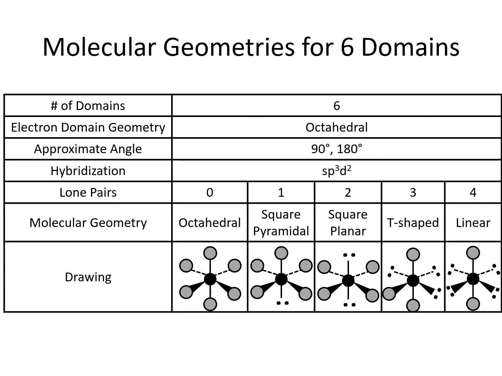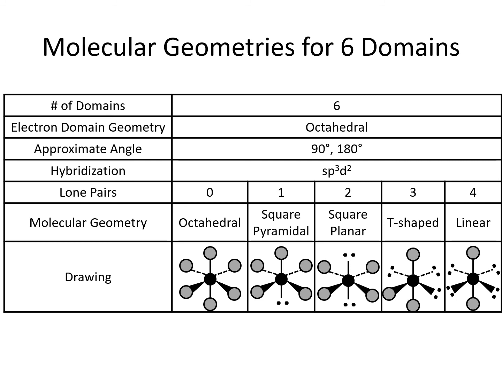When there are 6 domains, the molecule has octahedral electron domain geometry, corresponding to 90 and 180 degree bond angles, and sp3d2 hybridization. 6 domains with 0 lone pairs would be octahedral molecular geometry. 6 domains, one of which is a lone pair, would be square pyramidal molecular geometry. The 4 atoms in the plane form the base of the pyramid, and the top atom forms the tip of the pyramid.